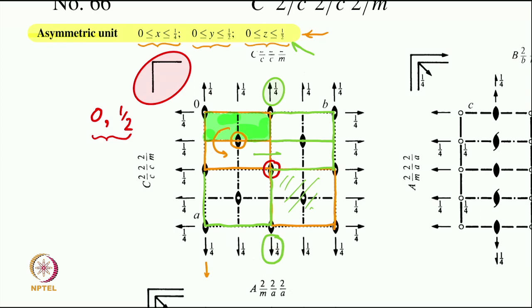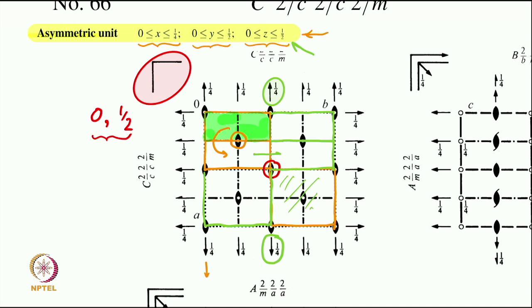So, since we have already filled everything up to half height with the asymmetric unit, and then we reflect it into this mirror at half height, the upper half will also be filled. So, we have seen how, using different symmetry operations other than translation, we can use an asymmetric unit to fill the entire unit cell.